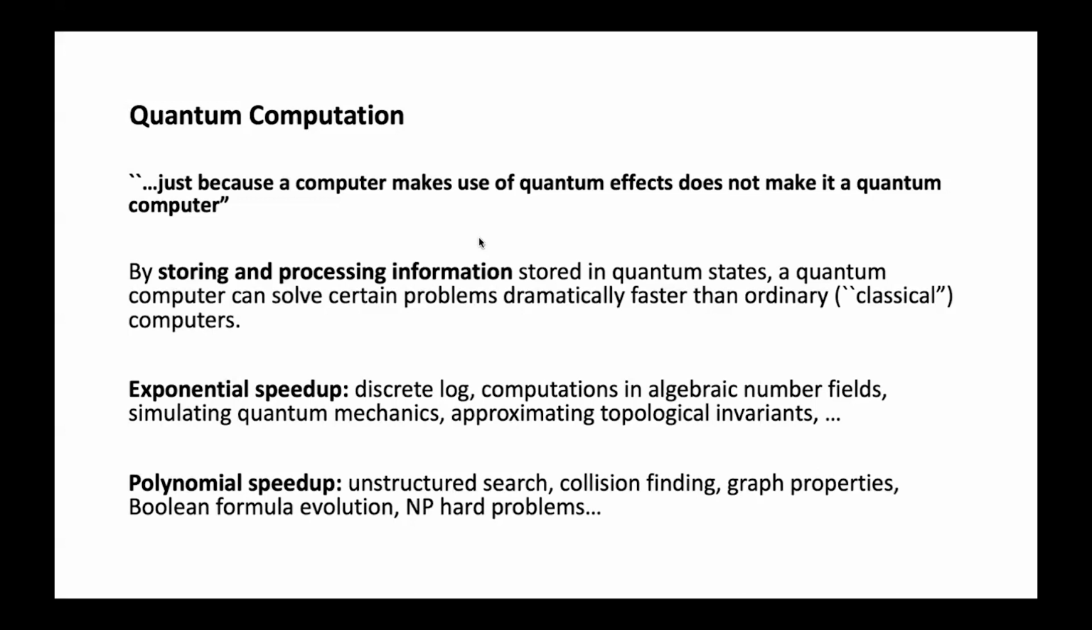So by storing and processing information stored in quantum states, a quantum computer can solve certain problems dramatically faster than classical computers. And we have examples of polynomial speedups and exponential speedups. In this category, there are some even mathematical problems, like approximating topological invariants, and certain computations in algebraic number theory. In the case of polynomial speedup, there are examples with regard to unstructured search, collision finding, graph properties, etc.